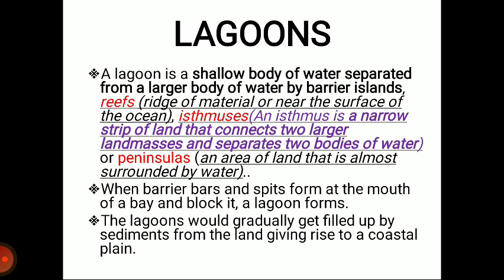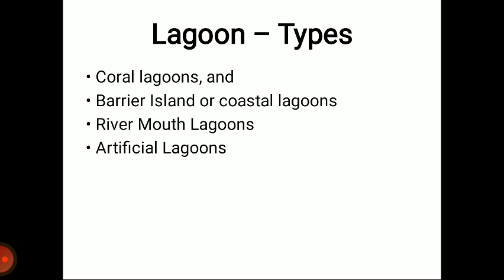When barrier bars and spits form at the mouth of a bay and block it, a lagoon forms. The lagoons would gradually get filled up by sediments from the land, giving rise to a coastal plain. Lagoon types: coral lagoons, barrier island or coastal lagoons, river mouth lagoons, and artificial lagoons.